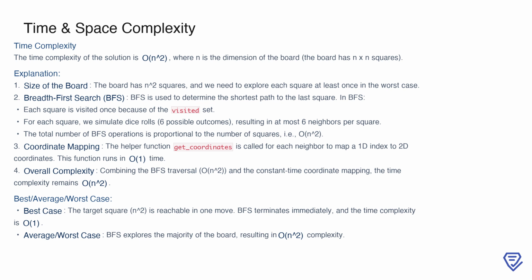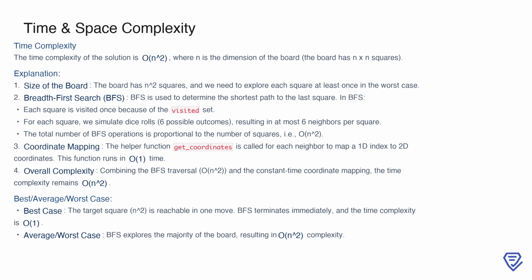Additionally, we use a helper function, get_coordinates, to map the linear index of a square to its 2D coordinates. Since this function performs only constant-time arithmetic operations, it does not increase the overall time complexity. Altogether, the BFS traversal and coordinate mapping combine to yield a time complexity of n squared.